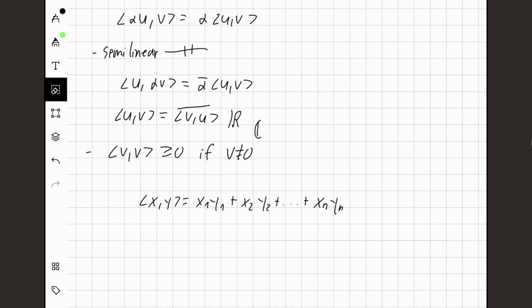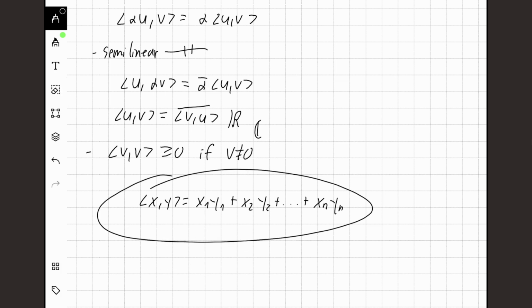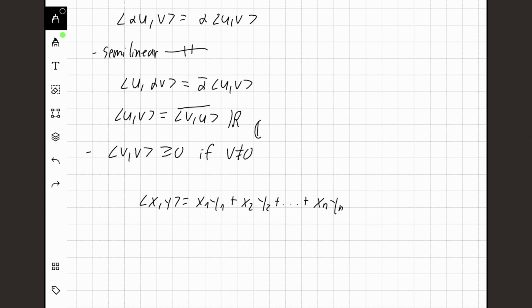But let's say we define an inner product like this, and now we're going to see why. If we define the inner product like this, and we have two vectors x and y that are not expressed in an orthonormal basis, why isn't this actually our inner product?